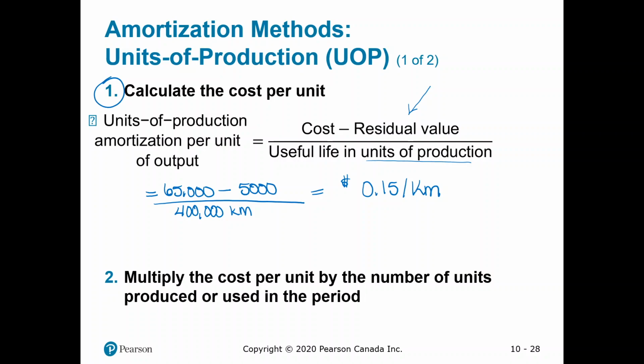This is a fixed rate that we're going to use for the full life, but we're going to multiply it by kilometers. So our expense for the year will change because of different kilometers driven, but we're always using this fixed or constant 15 cents per kilometer. So our step 2, now that we have this, each year that we have the truck, we're going to multiply this cost per unit by the number of units used in the period. In this case, it will be the number of kilometers driven.